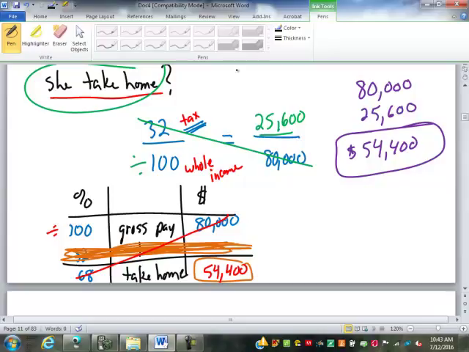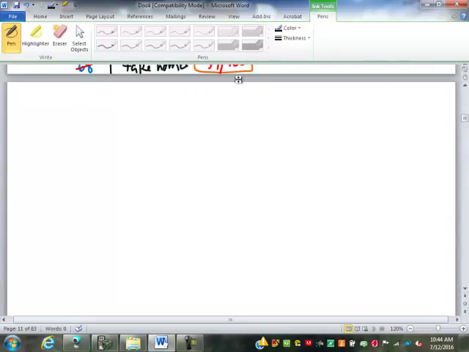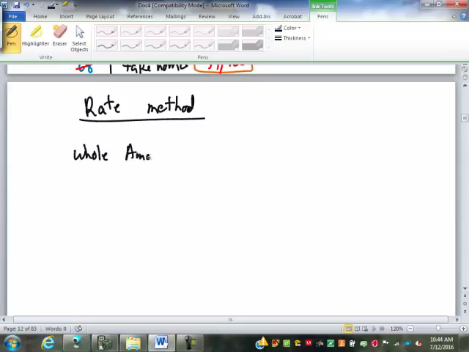But now, as promised in the first hour, I want to show you some examples where that rate method is preferred. And that rate method for percents is preferred when we have a whole amount, and from that whole amount, we're going to use a percent to find a piece of it. And the term that's used in math most often for that piece is called a portion of that whole amount.